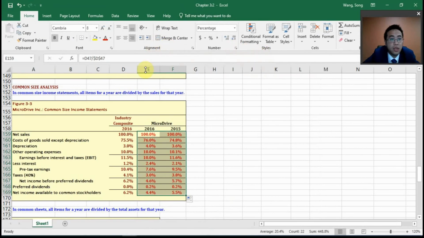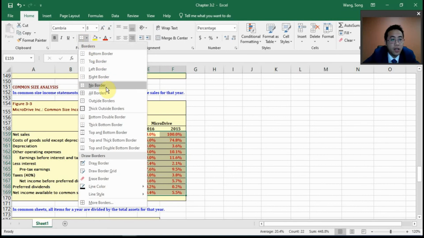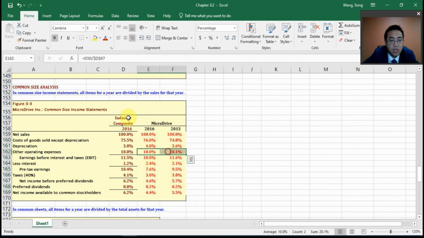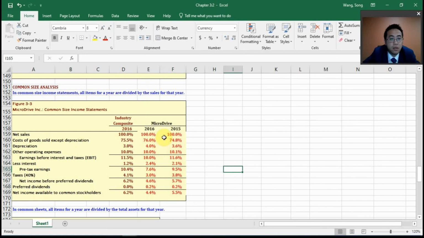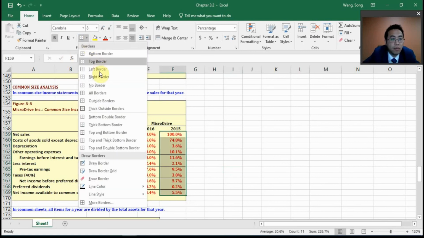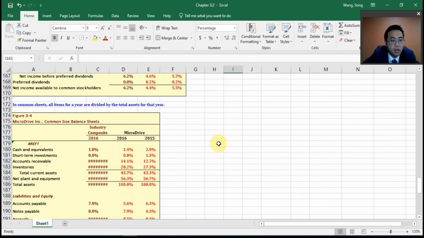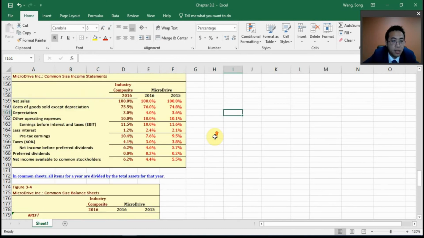So you will see the borders function here. You just first clear them all, no border, and then you can add your own border at the proper place. Okay. So this is your common size income statement.